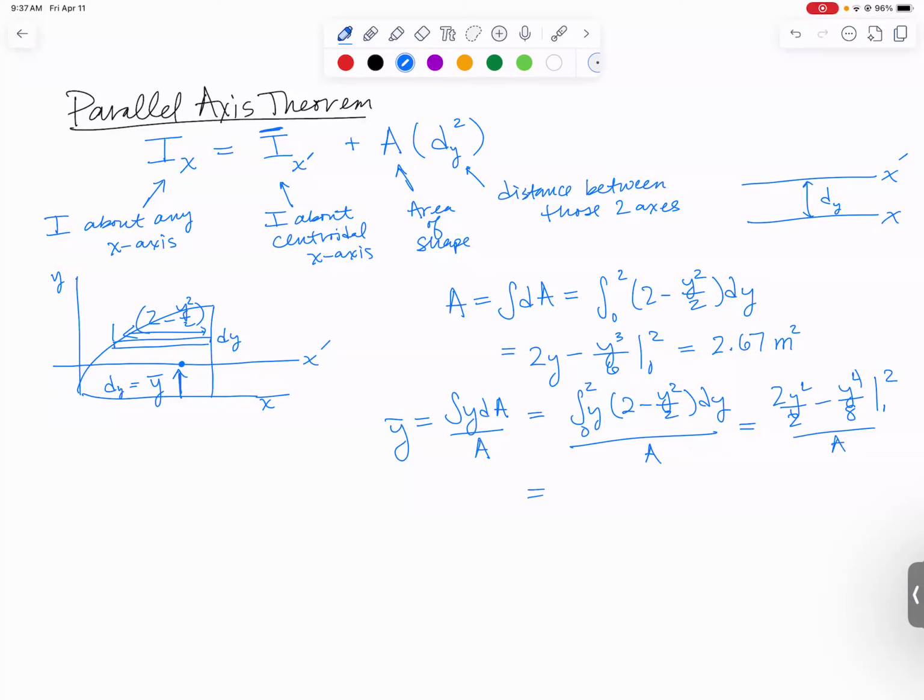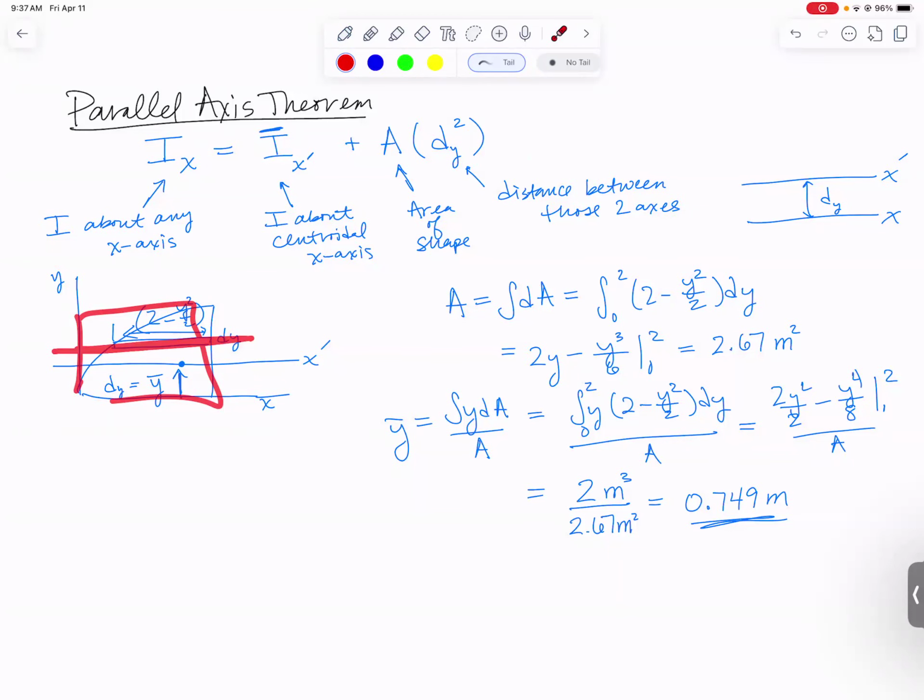So number-wise, the top of the fraction is 2 meters cubed divided by the area, 2.67 meters squared. And we get a y coordinate of the centroid equal to 0.749 meters with the rounding that I did. Does that make sense? If it were a perfect square, the centroid would be 1 meter up, but because we've got some area missing at the top, the actual centroid is a little bit lower. So that passes the does-it-make-sense test.